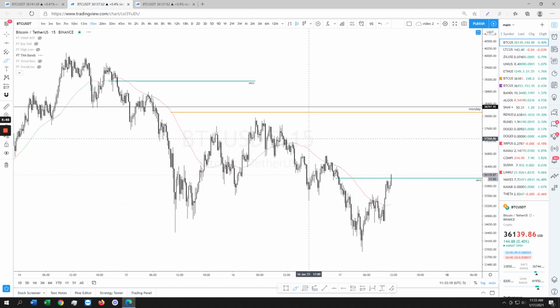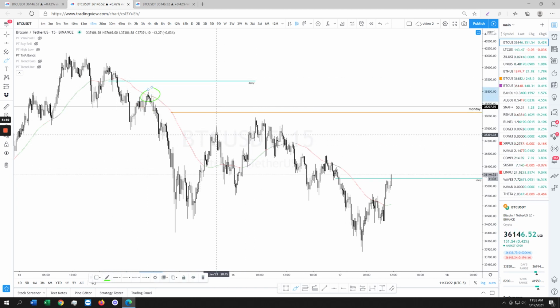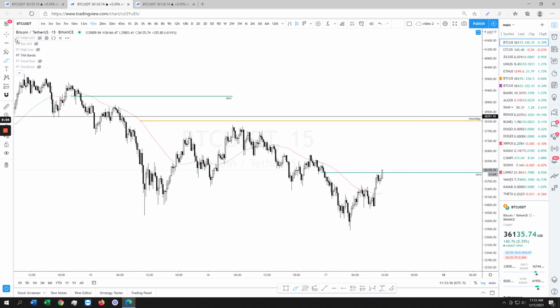Look at your 15 minute. You see how every single time we try to get above it, we got slapped. Down, slap, and now we're pretty much above it. Now, if we do happen to come retest it, it's a beautiful long opportunity over here. That being said, always have it on, guys. Always have it on. It's imperative.